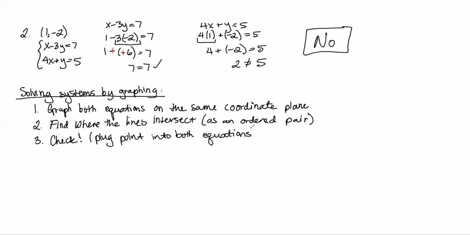When you have to estimate, if it's like at a half mark or a quarter mark and you can't tell, those are the ones that are a little bit harder to check because you won't necessarily get a true statement, but you still should get something close to a true statement.